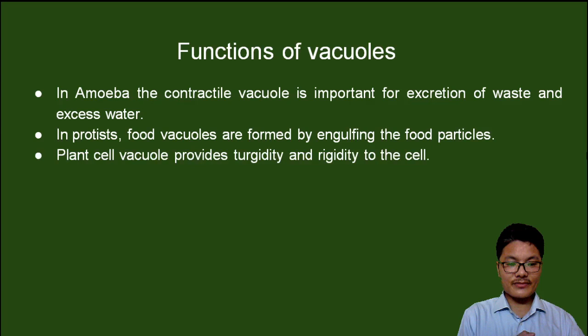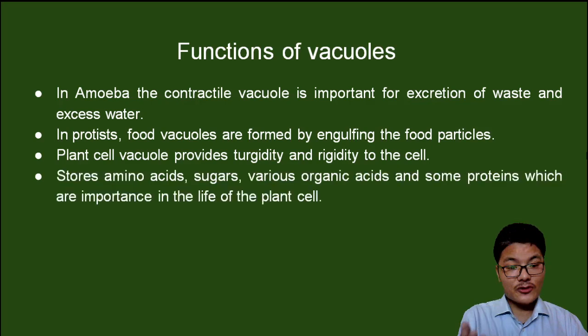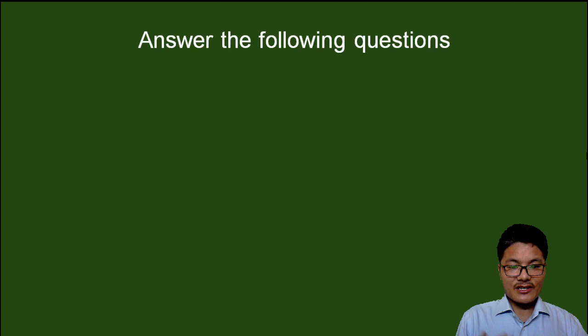The food vacuole usually has nutrients which are essential for the amoeba to survive. In the case of the plant vacuole, it provides turgidity and rigidity to the cell, as the plant vacuole occupies about 90% of the entire cell size. If vacuoles are filled with water, nutrients, and sugars, the vacuole bulges, thereby giving shape to the cell. So the vacuole helps in giving turgidity and rigidity to plant cells. Vacuoles also store amino acids, sugars, various organic acids, and proteins, which are important for the survival of plant cells. So these are the functions of the vacuole.